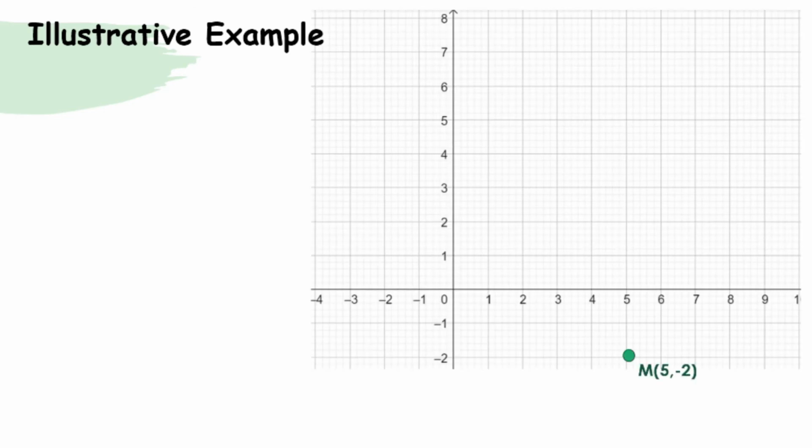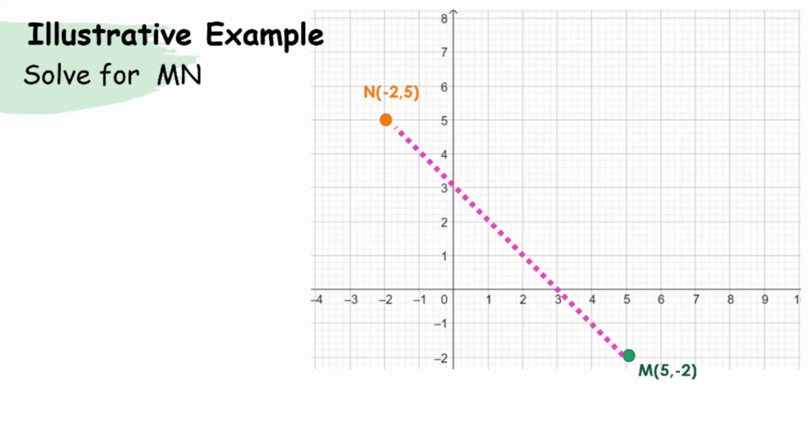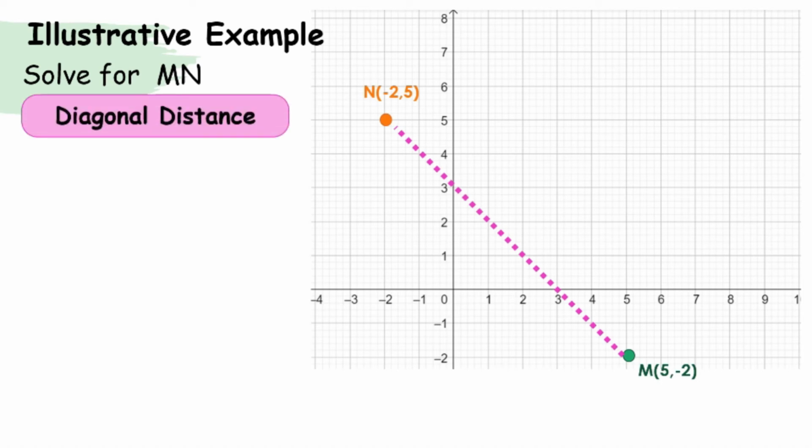Okay, so let's have our last example. So let's have point M with coordinates 5, negative 2, and point N with coordinates negative 2, 5. So if you want to solve for the distance of MN, you're going to look for the diagonal distance. So since it is diagonal distance, we're going to use the Pythagorean theorem c squared equals a squared plus b squared. And again, since on our figure we do not have a right triangle, we're going to add 2 more lines to make a right triangle.